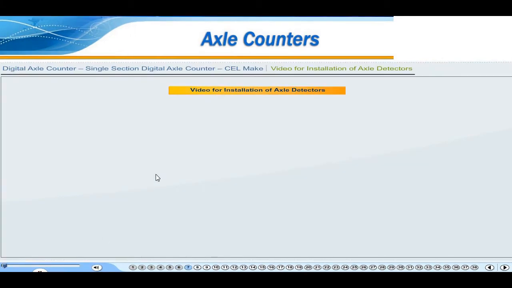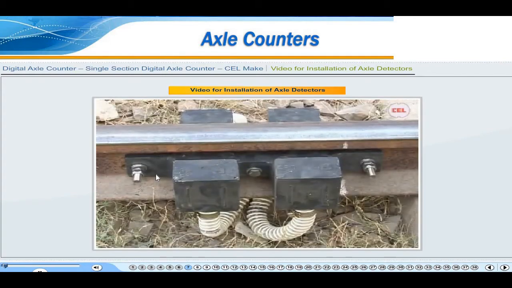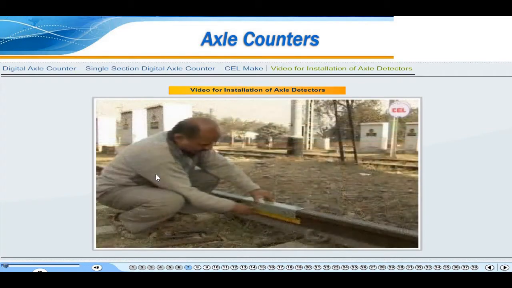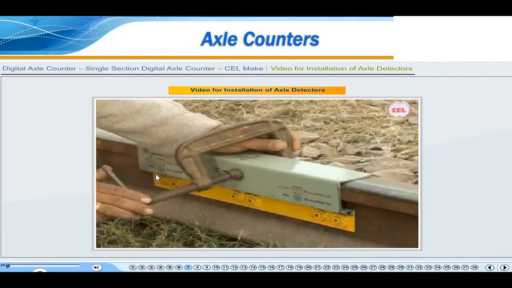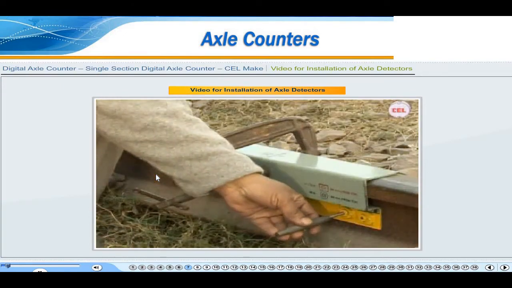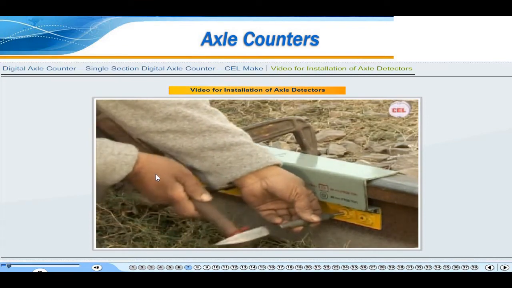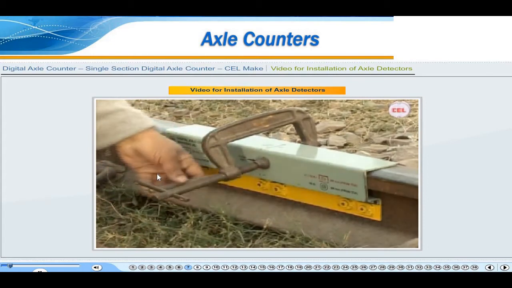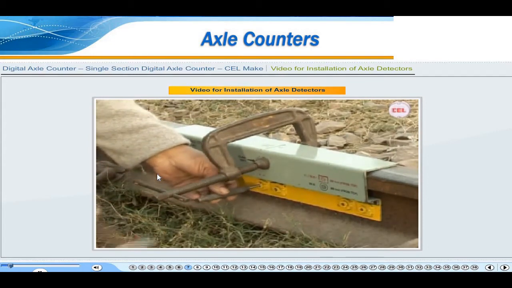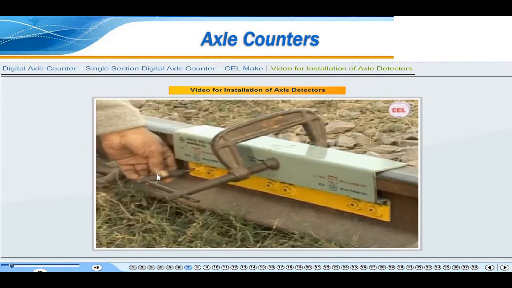Installation of axle detectors. Firstly, fix the marking jig from the top of the rail and fix it to the rail with a clamp. Then, using the marking jig, make the marking for 3 holes with a punch on the web of rail according to the rail size.